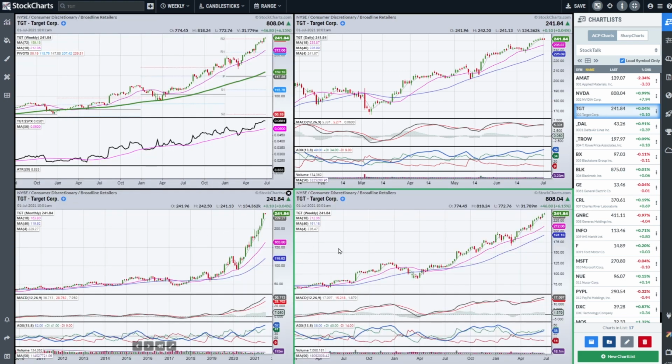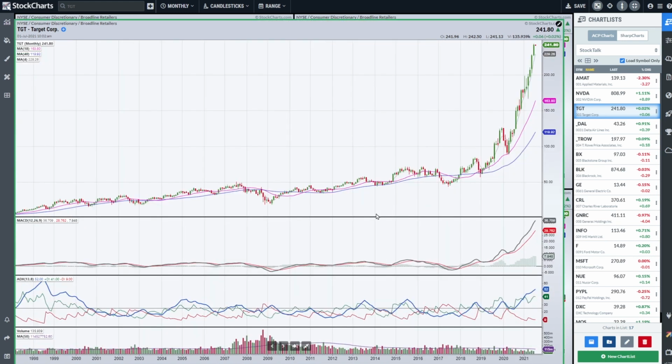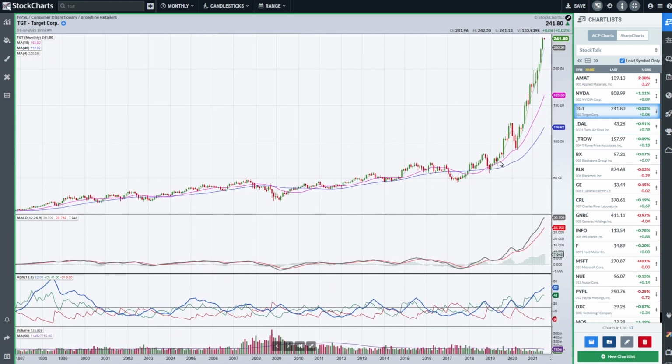Speaking of target, let's look at the stock Target. And this is a great example of what I was talking about when it comes to using the moving averages for momentum characteristics. So I mentioned the last time, let's just start with the monthly chart. The 18 crosses above the 40 and both lines are rising. To me, that sort of defines the trend as being positive. So that took place right about in here back in 2019.